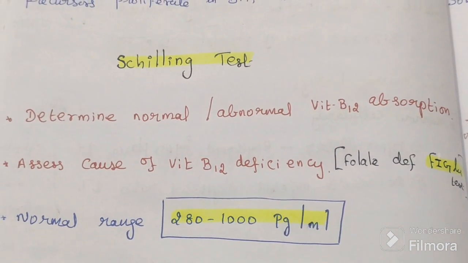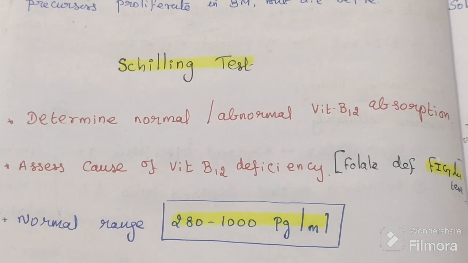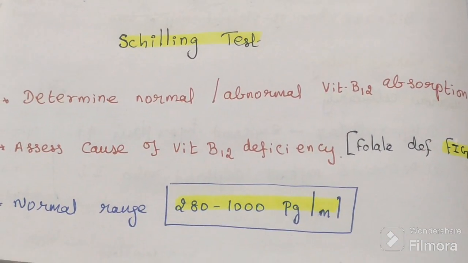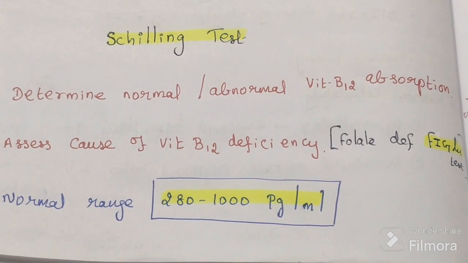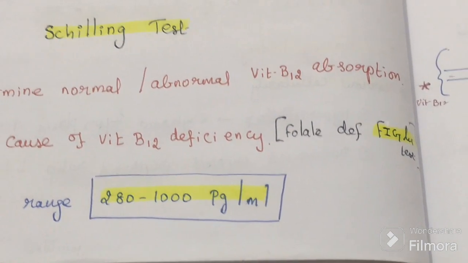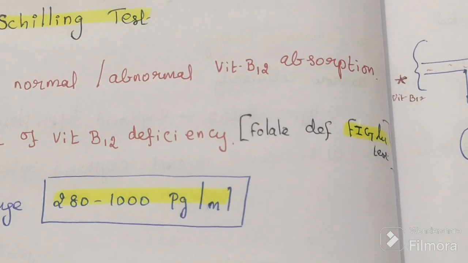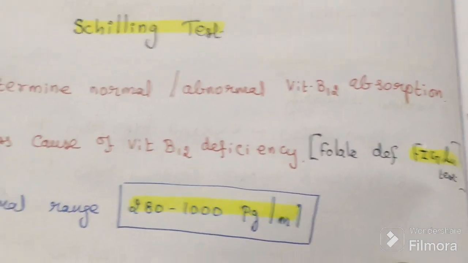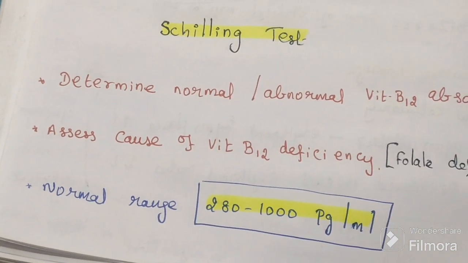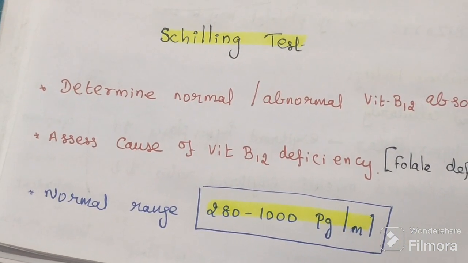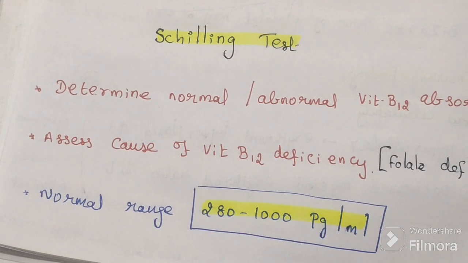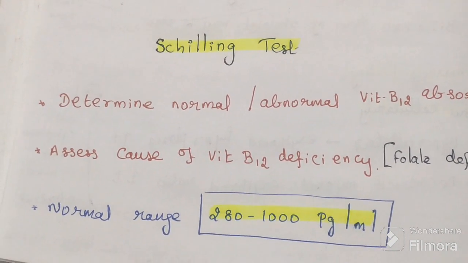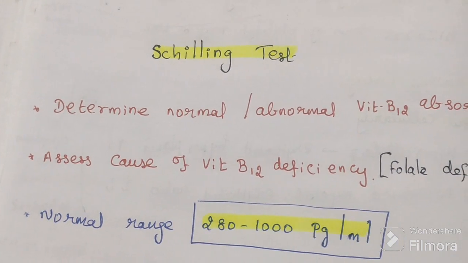So, megaloblastic anemia is caused by vitamin B12 and folic acid deficiency. This is the specific test for identifying vitamin B12 deficiency; for folic acid or folate identification, we are using the Figlu test. So the normal range of vitamin B12 is 200 to 900 picogram per ml. So let's discuss Schilling test.